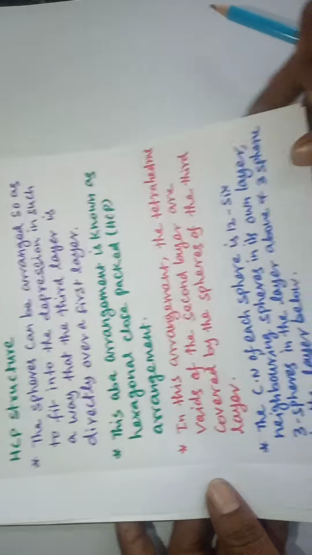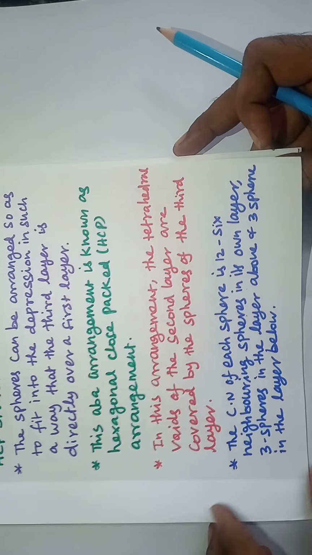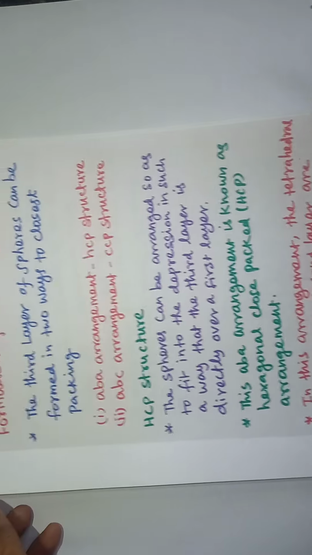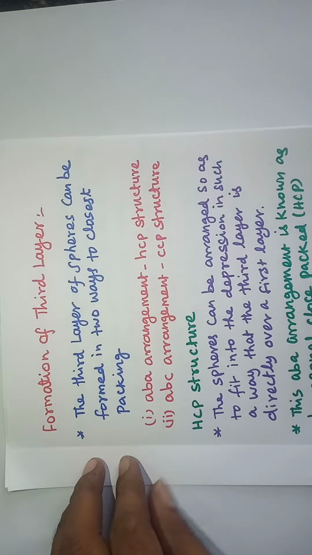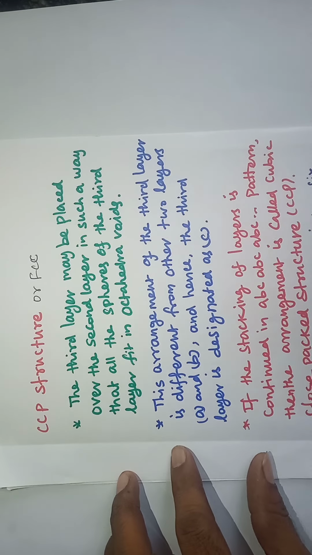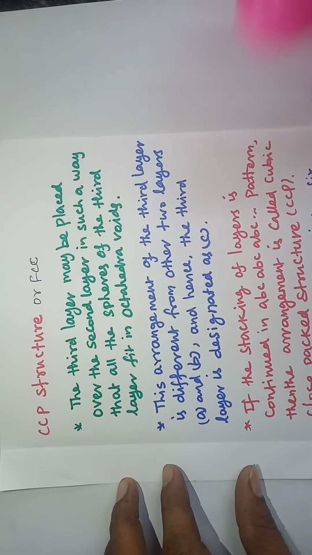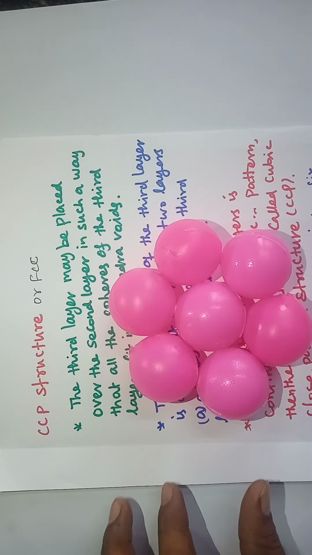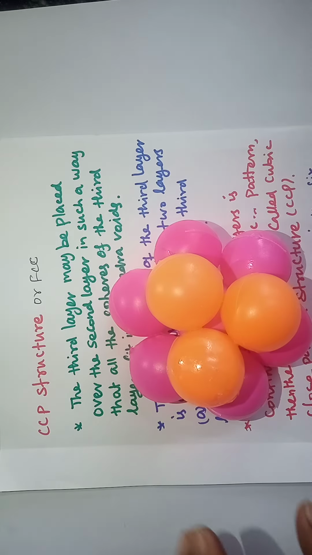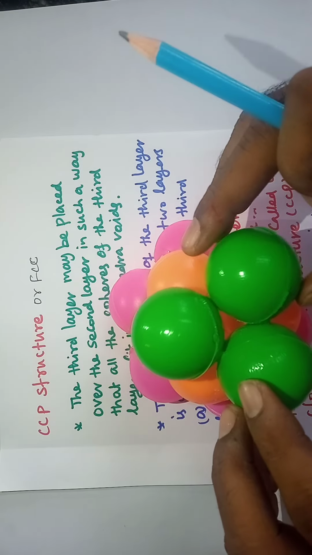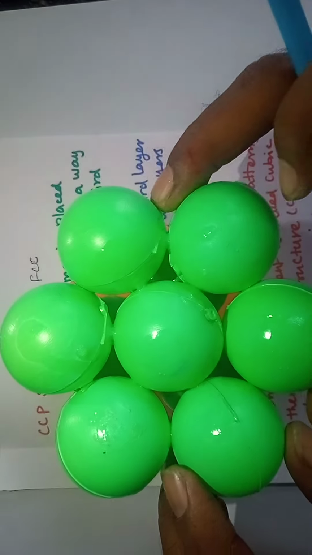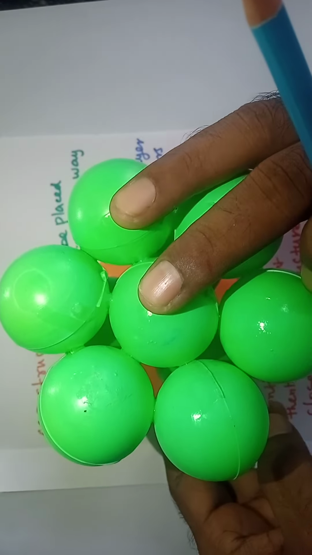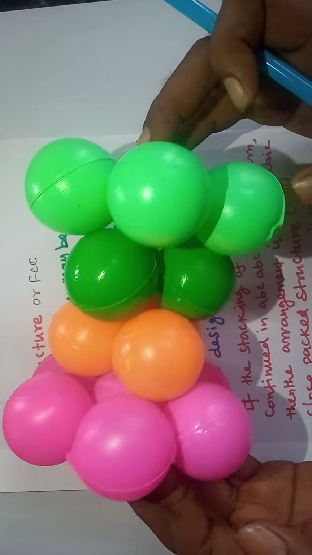In the other way, by placing the third layer covering the octahedral voids of the second layer, it gives the CCP structure. This is layer A. We place the second layer, then the third layer, then the fourth layer. Here the fourth layer is exactly the same as the first layer. So in this way it gives the CCP structure.